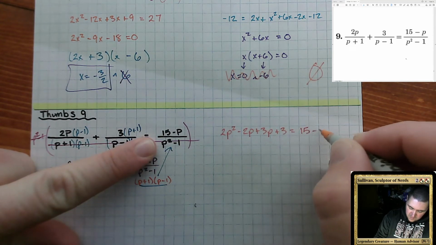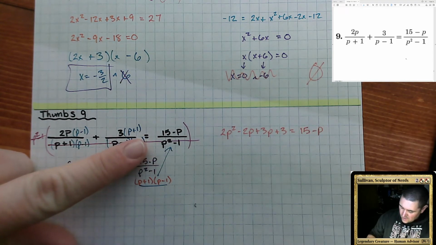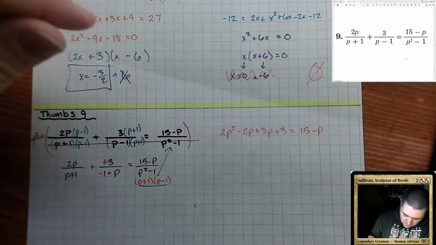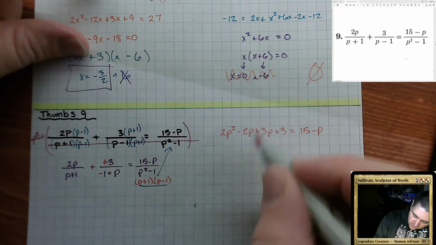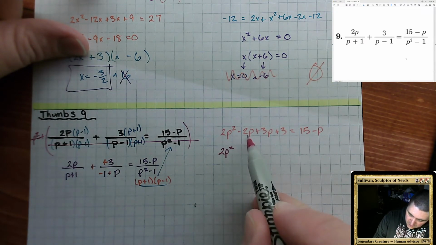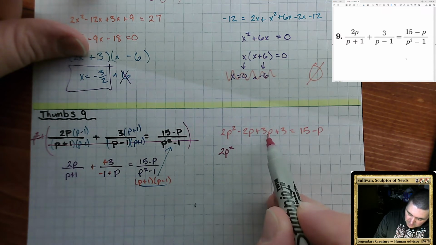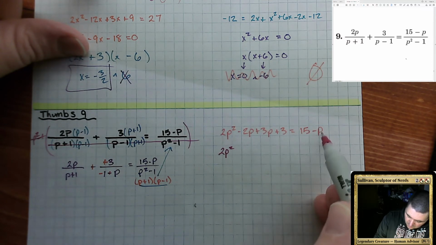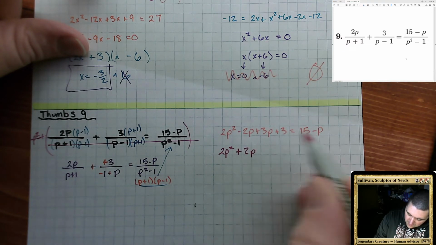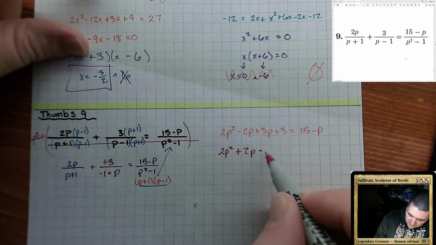is 15 minus p. And now you get the kid who really has to use a bathroom, like, stop saying big. Everyone on one side of the bus, 2p squared. Negative 2p plus 3p is just p. Plus another p is 2p. 3 minus 15 is negative 12.